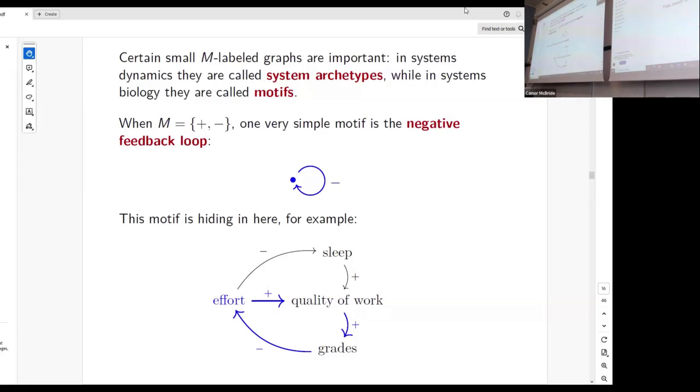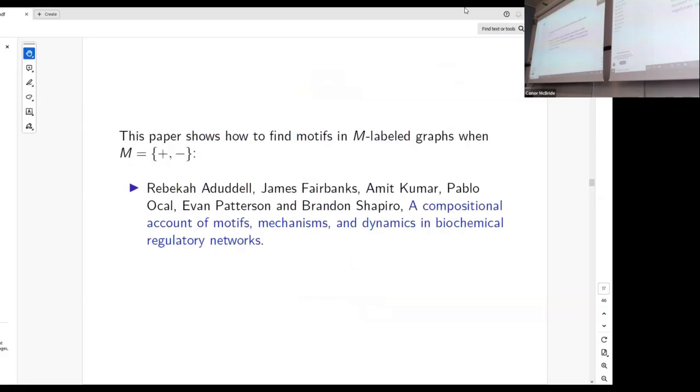For example, here we see, in some sense or other, some kind of negative feedback loop where effort winds up having a negative effect on effort, in this case because your grades get better and you say, I don't need to work so hard. So what I'd like to do is to understand mathematically in what sense this motif is visible in this larger M-labeled graph. In one sense, it's obvious. You can just see you go around this loop, you get a minus. But what's going on in general here?